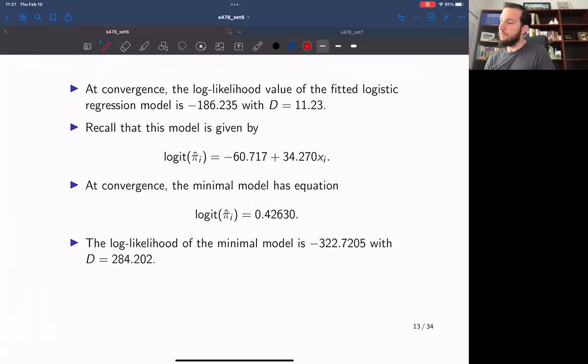So the log likelihood of the fitted model is negative 186.235. Remember that this is not including the combination term, so this is the unadjusted log likelihood value. And then the deviance for the fitted model is 11.23. That fitted model has equations shown below. And then I have information from the minimal model given as well. So we have the log likelihood for that minimal model, again unadjusted, and we have the deviance for that minimal model as well.